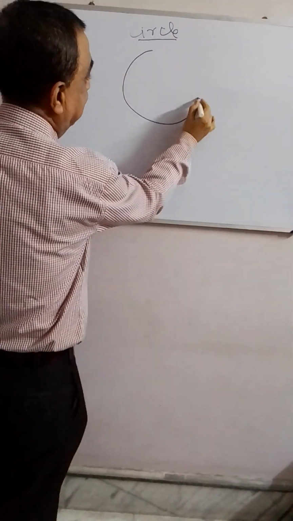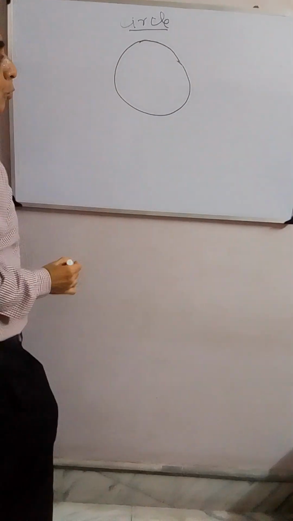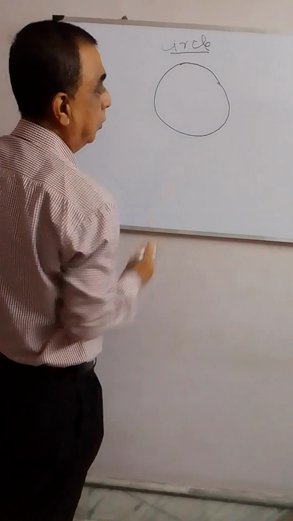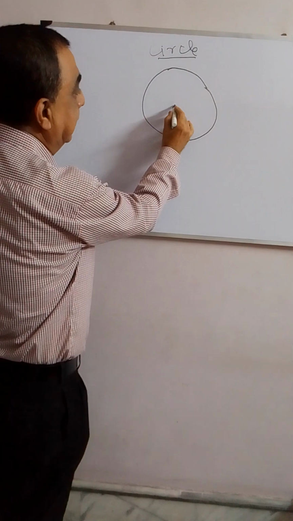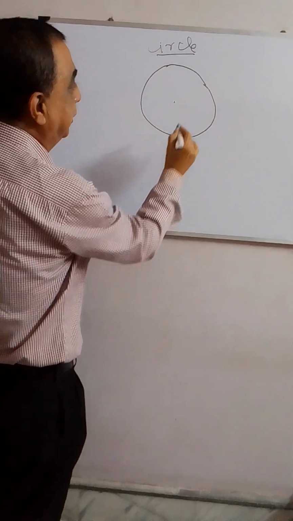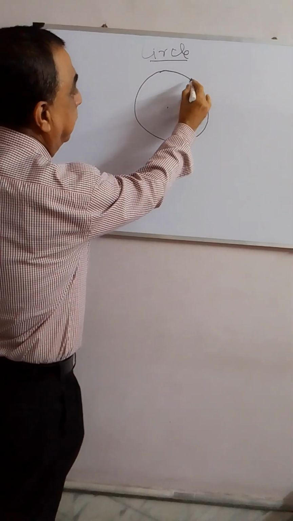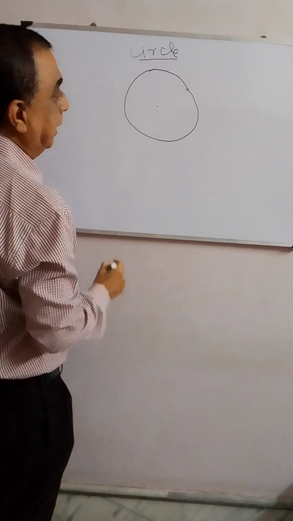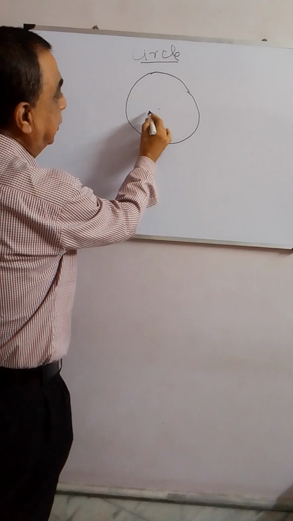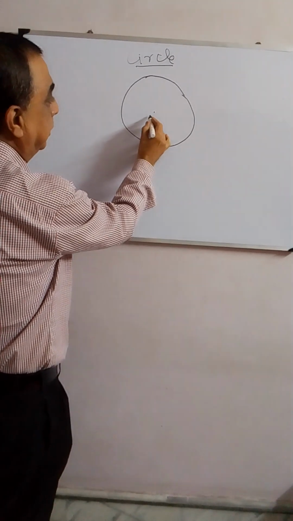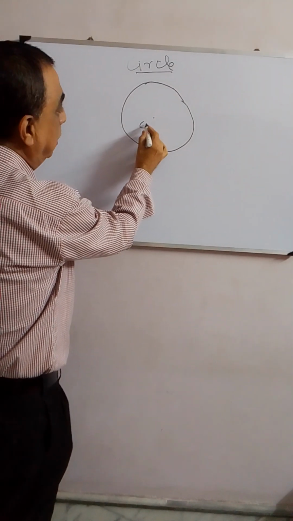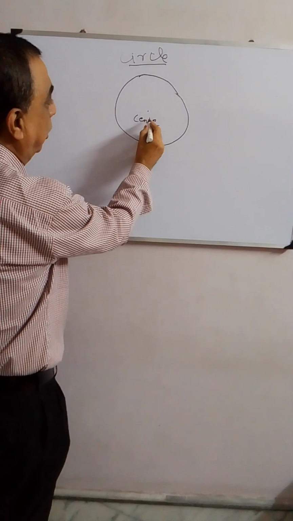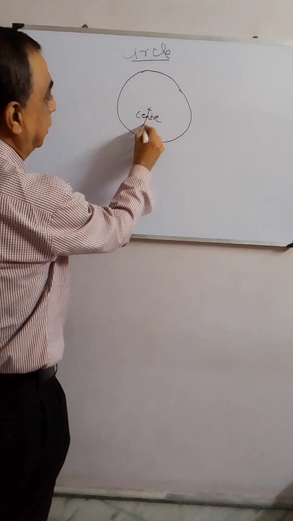A circle is the locus of a point which so moves on a plane that its distance from the moving point, wherever the moving point is, is always the same from a fixed point. This fixed point is called the center of the circle.